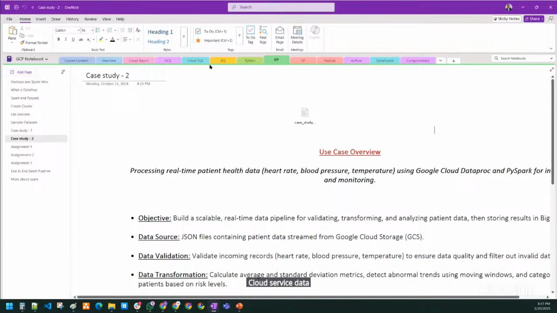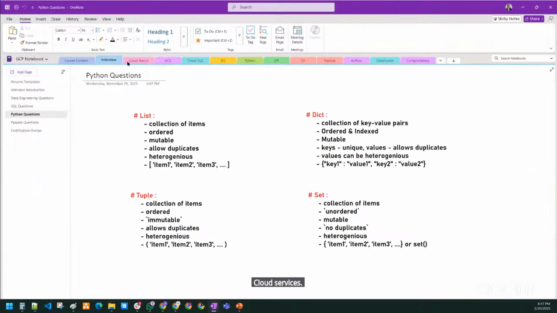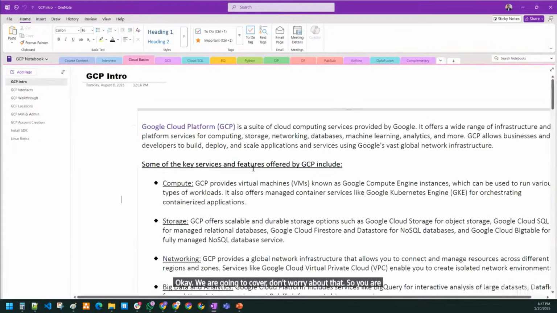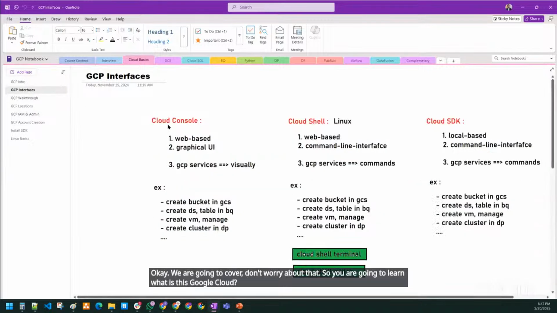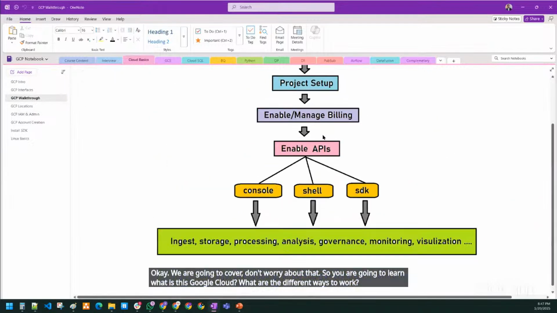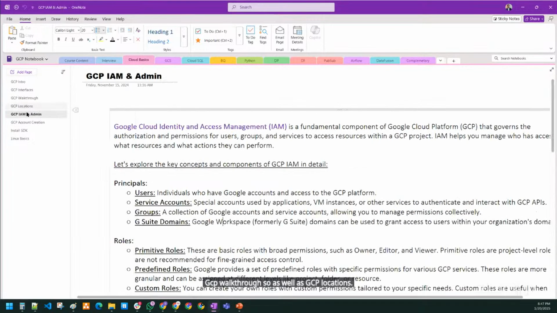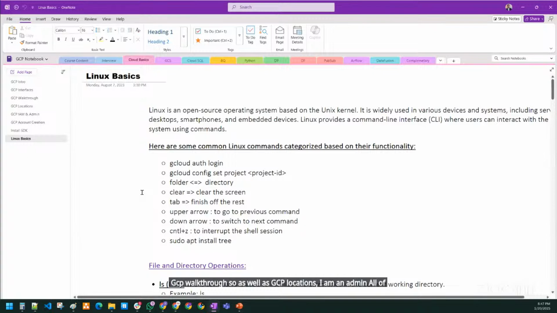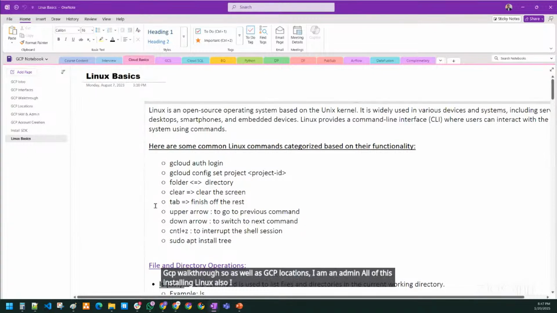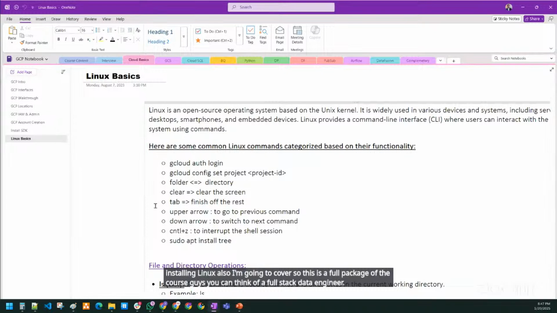We are going to cover, don't worry about that. So you are going to learn what is this Google Cloud, what are the different ways to work, GCP walkthrough, as well as GCP locations, IAM and admin, all of this. Installing Linux also I'm going to cover. So this is a full package of the course, guys. You can think of a full stack data engineer kind of a course, this one. So everything I'm going to cover, don't worry about that.